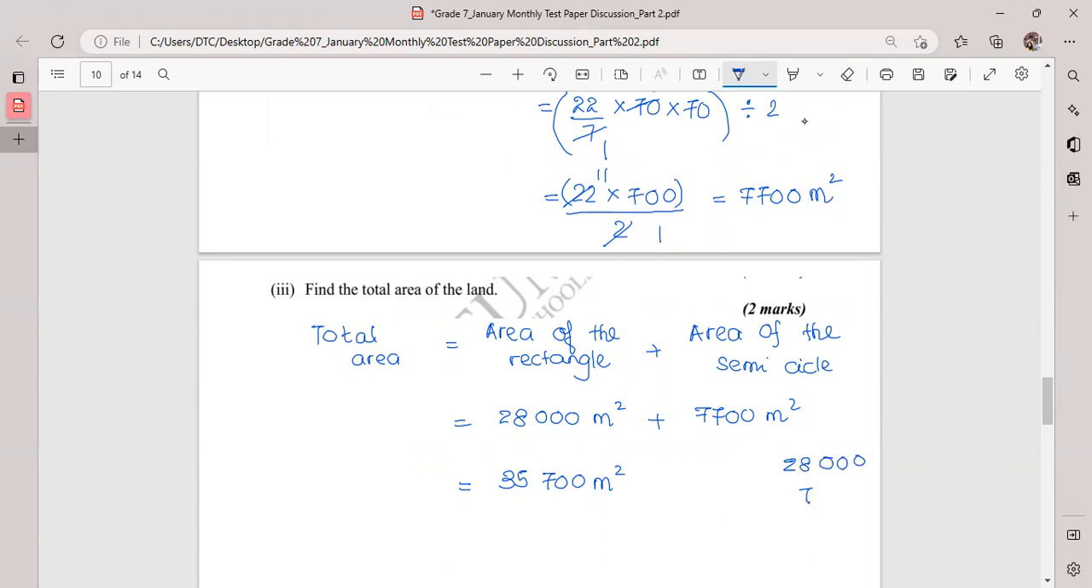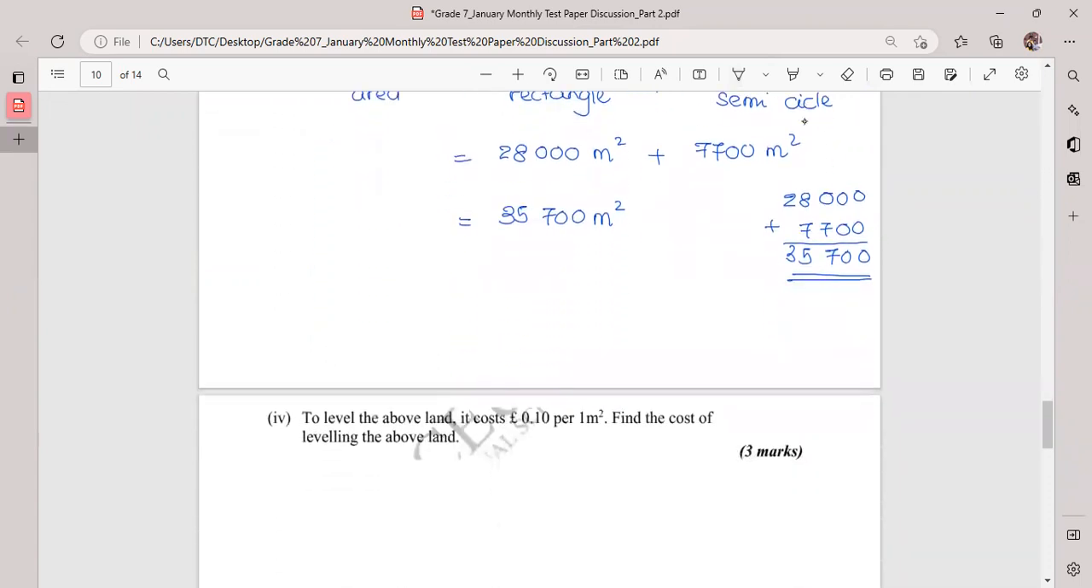So how do you do this? 28,000 and 7,700, right? Like this. Okay, so this becomes 35,700. That's the total area. We'll see. To level the above land, it costs 0.1 sterling pounds per meter square. Find the cost of leveling the above land, right?